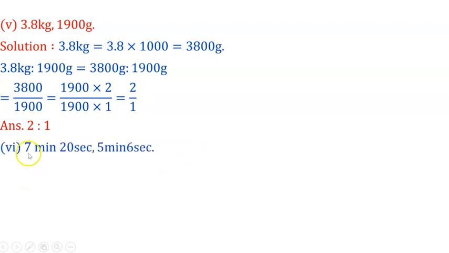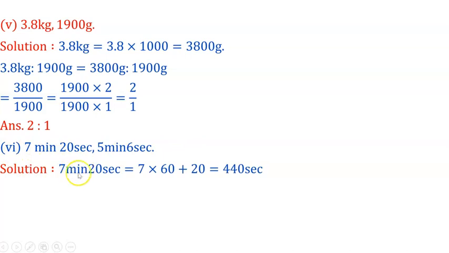Next example, 7 minutes 20 second and 5 minutes 6 second. Now here we will convert minutes to the second. That is, 7 minutes 20 second is equal to 7 into 60 plus 20. 7 into 60 you will get here 420 second, plus again here 20 second, you will get here 440 second. Next, 5 minutes 6 second means what? 5 into 60, 300, plus 6, that is 306 second.